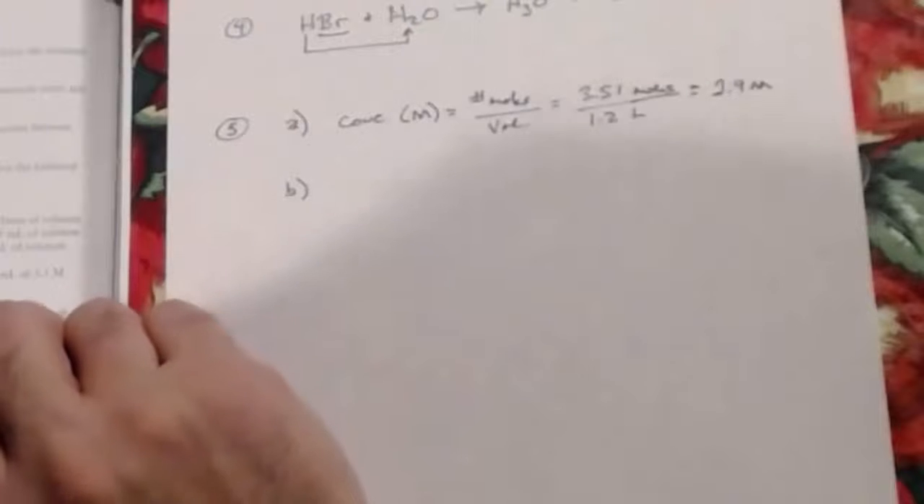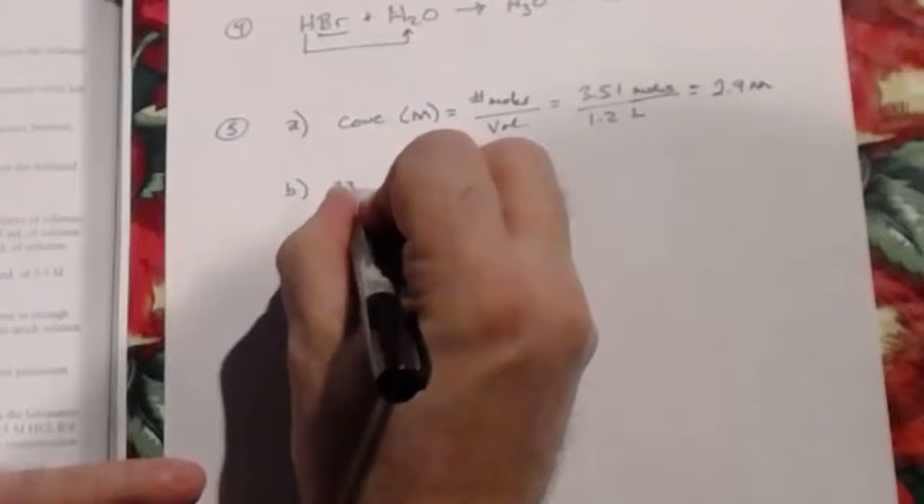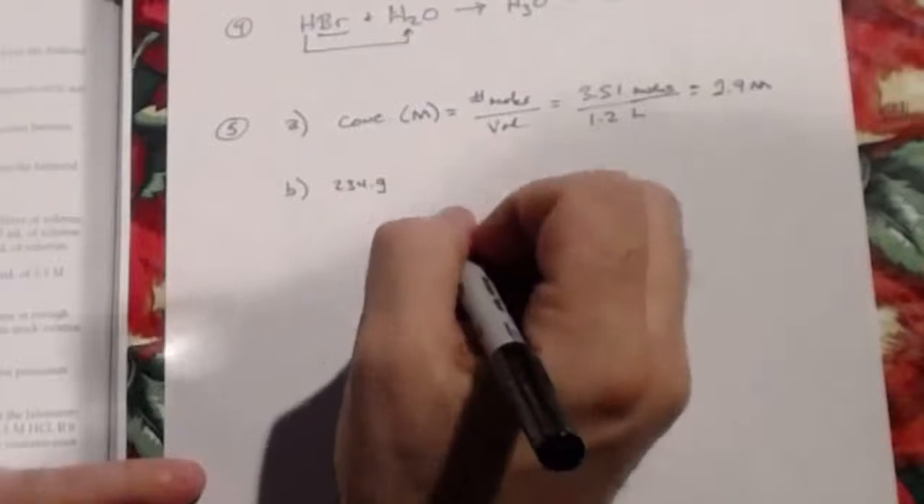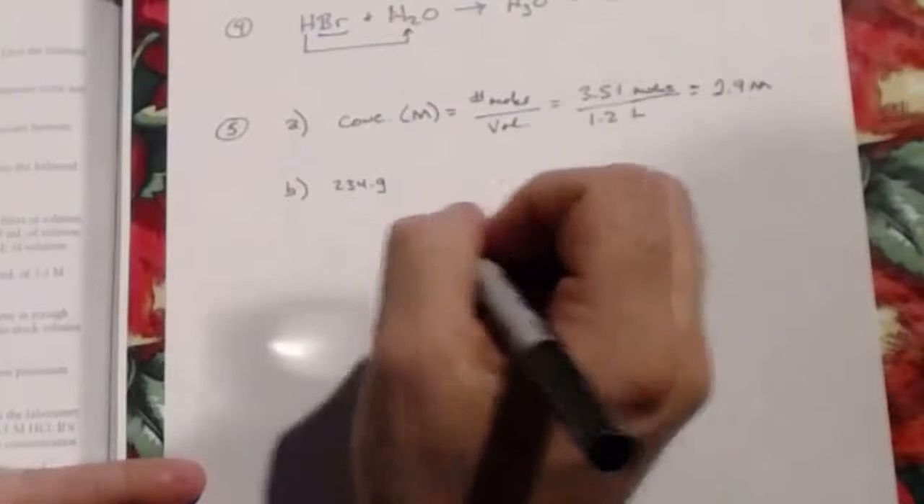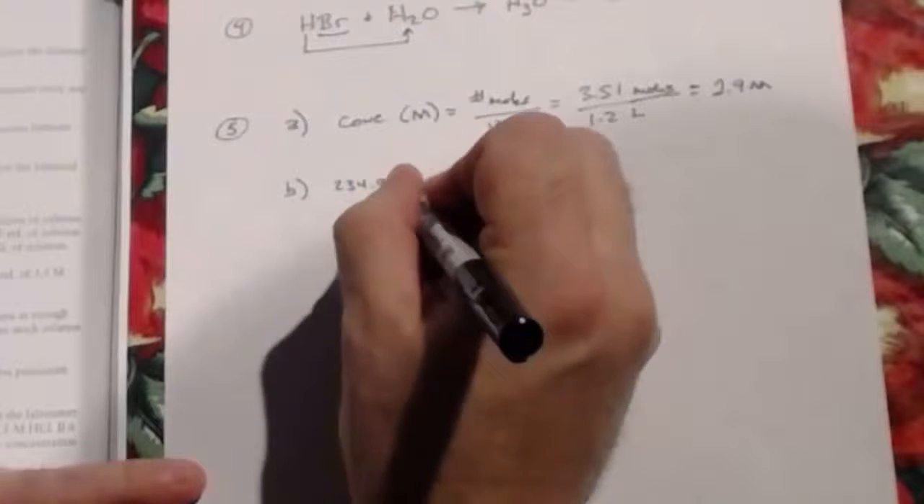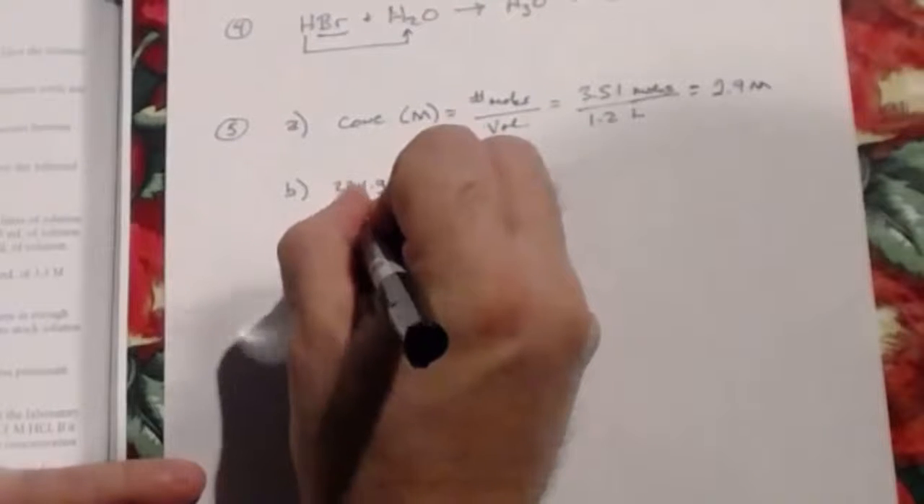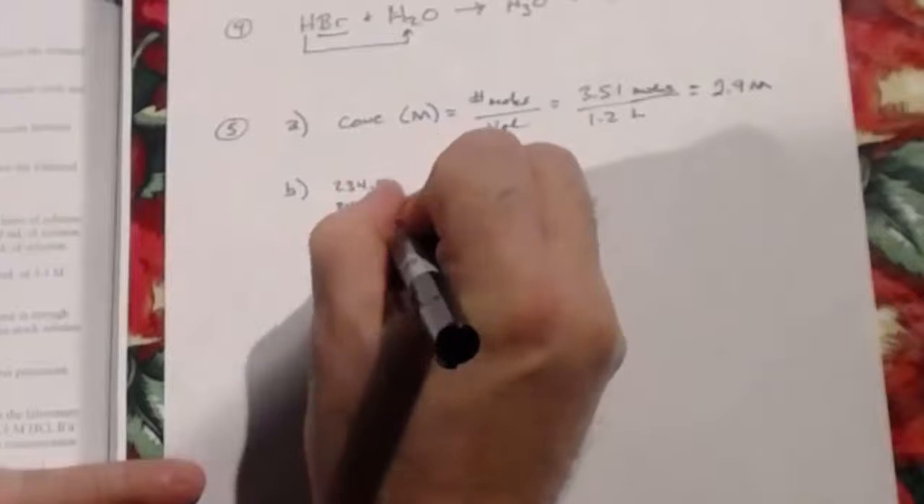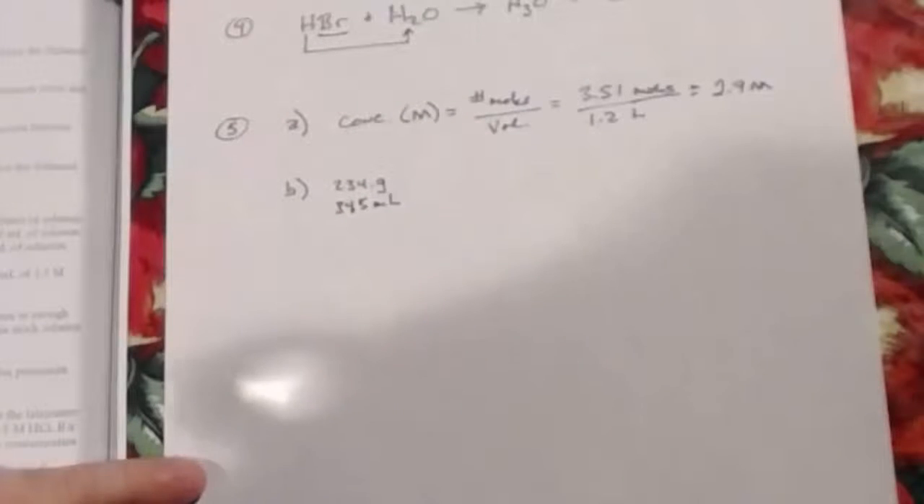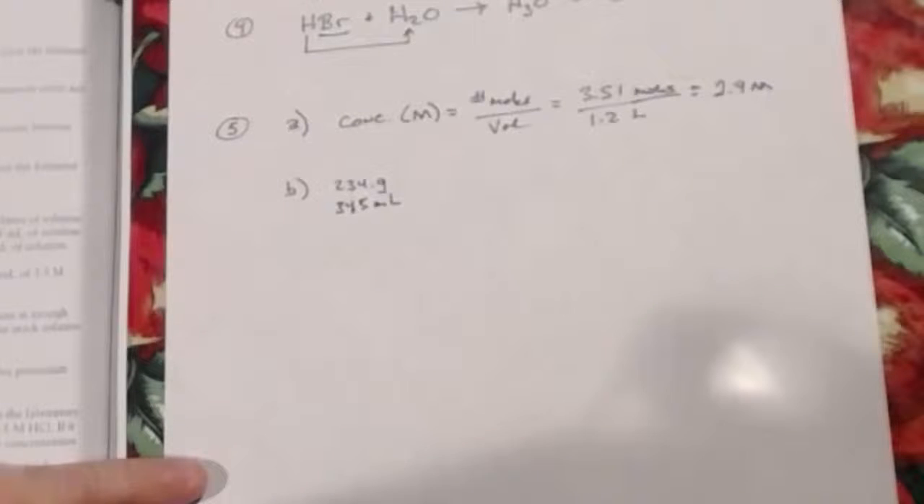We have 234.1 grams dissolved in enough water to make 345 milliliters of solution. Well, the first step here is we've given potassium hydroxide in grams, and we can't determine the molarity using grams, so we're going to have to convert from grams to moles.